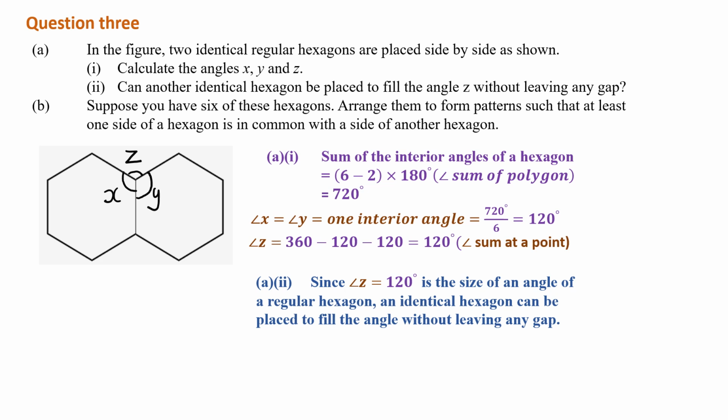All right, so A part 2, you are asked if you can have another identical hexagon to place in angle Z. So what they're saying is, can I put another hexagon here like this? And the answer is yes, because the interior angle in the hexagon is 120, and your angle Z is 120. So it will fit nicely. So the explanation is that since angle Z is 120 degrees, which is the size of the angle of a regular hexagon, an identical hexagon can be placed to fill the angle without leaving any gap.